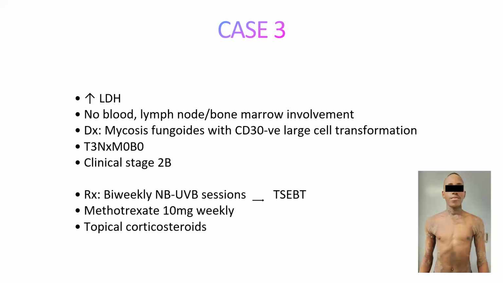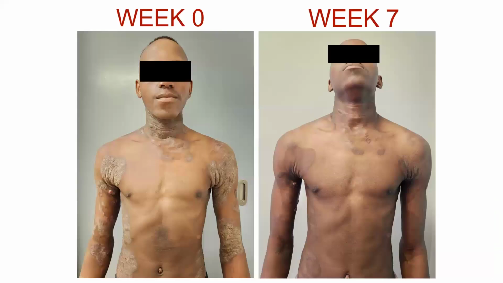According to the stage and our accessibility to treatment, we administered bi-weekly narrowband UVB sessions whilst awaiting an appointment for total skin electron beam therapy. We prescribed methotrexate 10 milligrams weekly and ultrapotent topical corticosteroids as an adjuvant treatment. We were pleased to achieve a remarkable response in just 7 weeks. And you can see the before and after pictures from the 1st week to the 7th week.